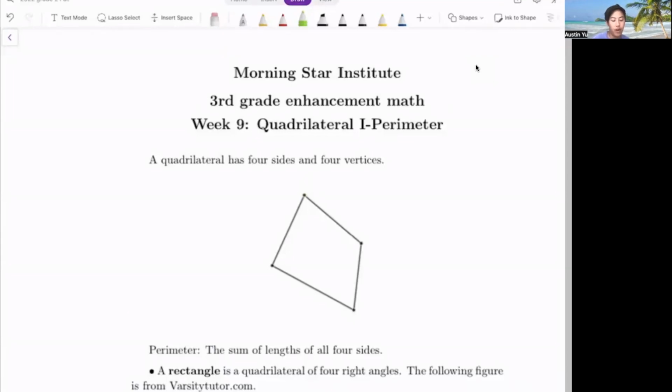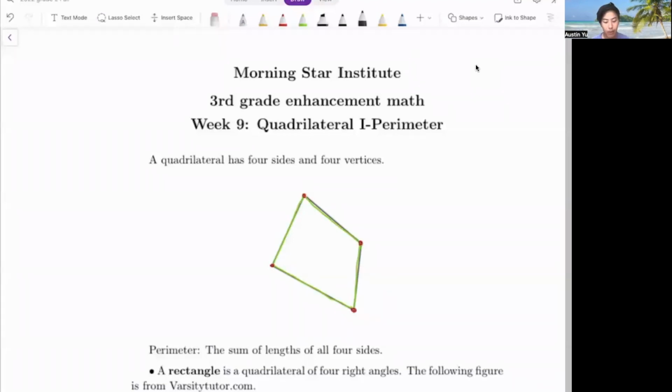To start off, a quadrilateral has four sides and four vertices. Four sides being these lines highlighted in green, these connect the shape into a quadrilateral. And then it also has four vertices. These vertices connect the sides together, highlighted in red. So there's just points around the quadrilateral that hold the sides together.